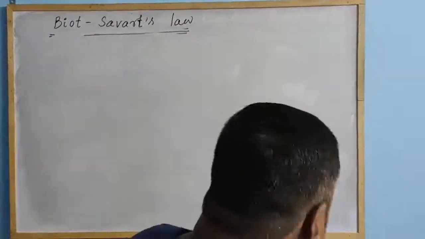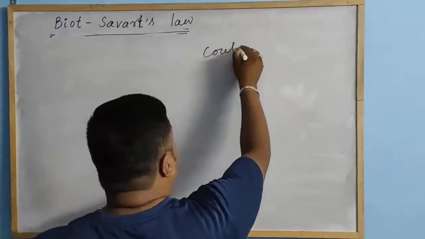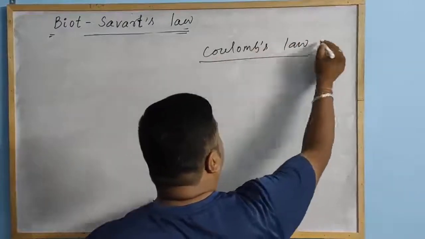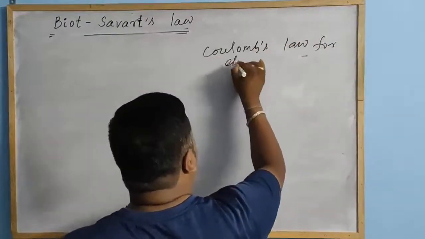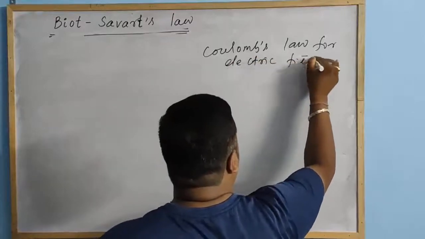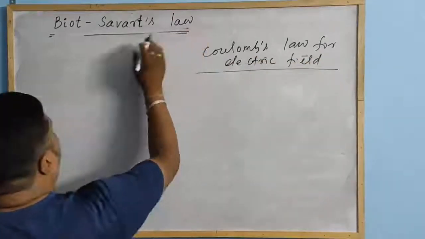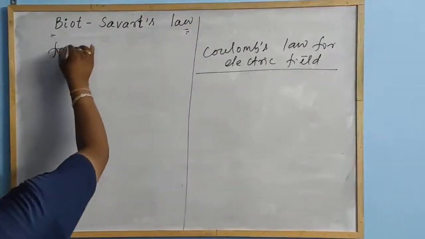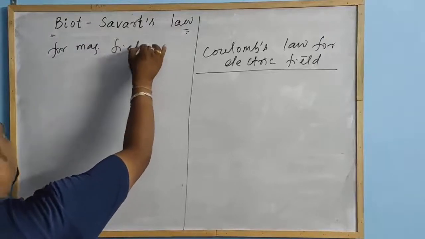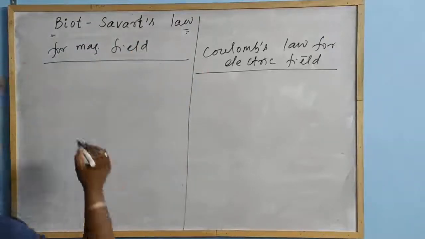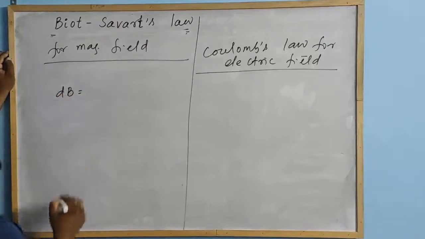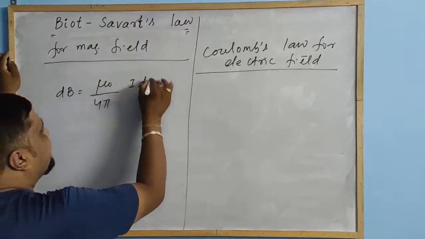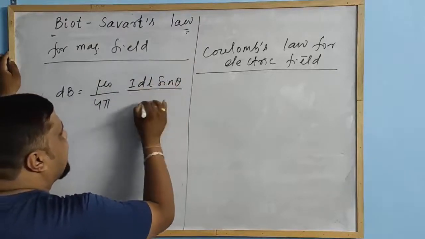Let me say Coulomb's law for electric field, and Biot-Savart's law for magnetic field. Now if you compare these two, let me write Biot-Savart's law. For a small element, dB is equal to mu naught by 4 pi, I dl sin theta by r square.